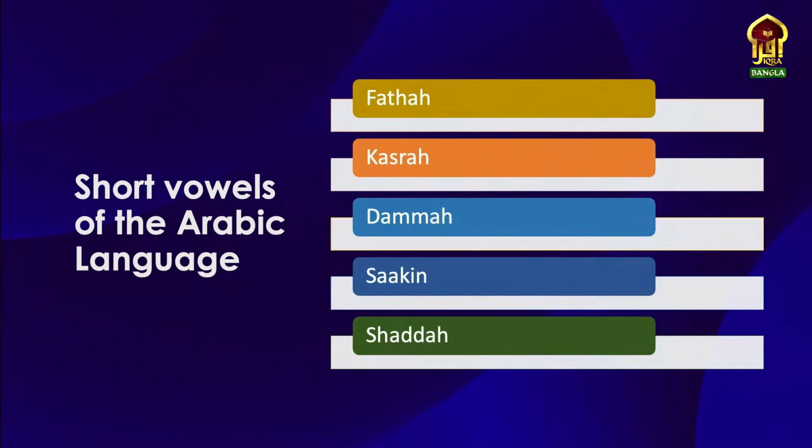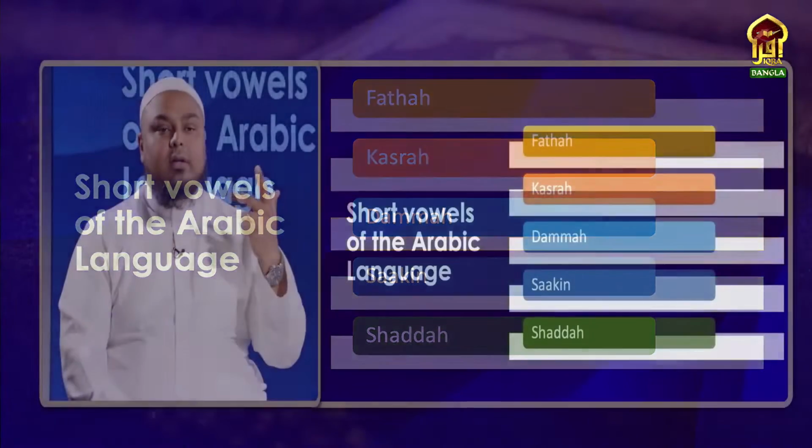So we have the first vowel, which is known as the fatha. Fatha equals zabar. So instead of saying zabar, you're going to say fatha. I want the audience to get used to these terms because we want to move away from the Urdu terms because we're learning the Arabic letters, so it's only befitting that we learn the Arabic short vowels as well. So zabar equals fatha. Kasra equals zair. So fatha is zabar, kasra is zair. Dhamma is pesh.